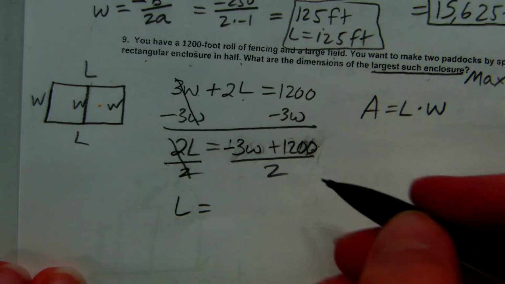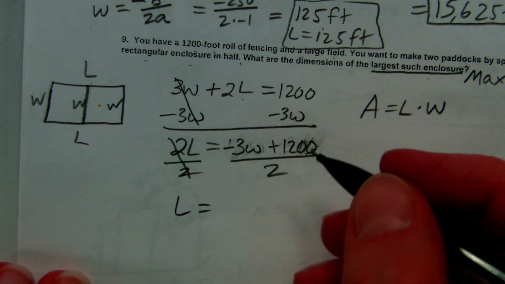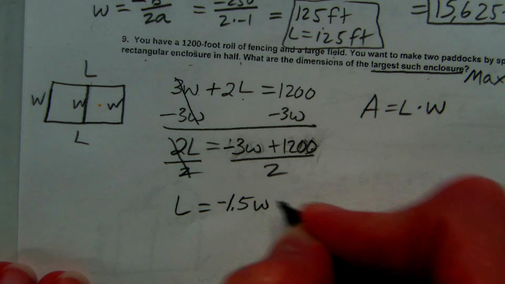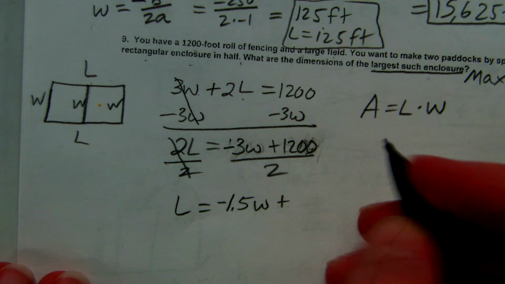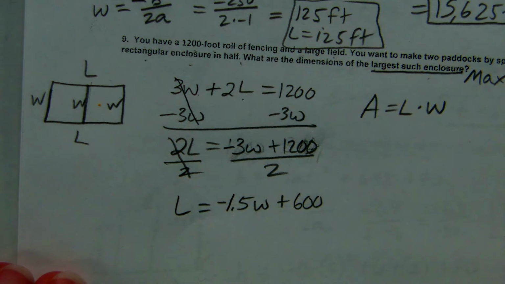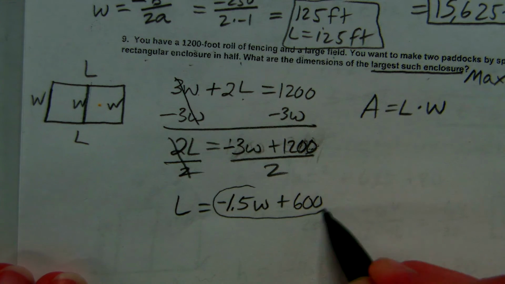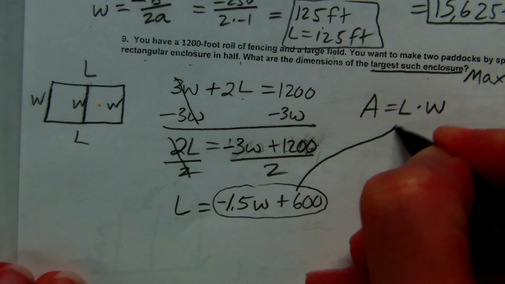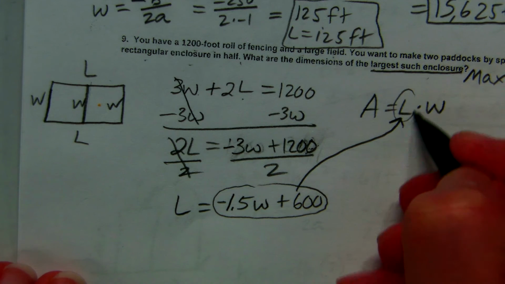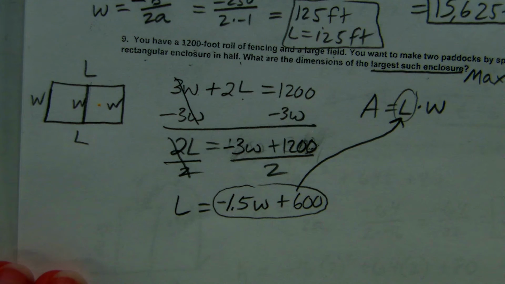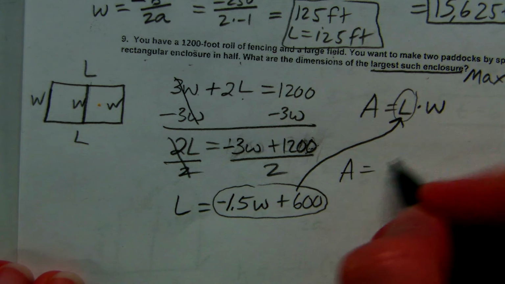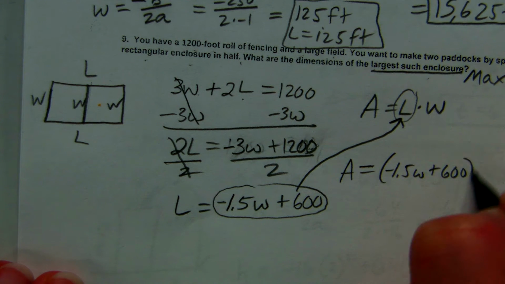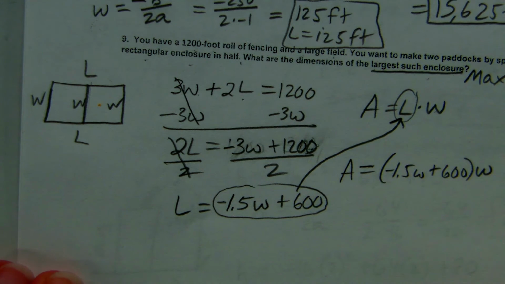So the length is negative 3 divided by 2. We could keep that as a fraction. You can change it to negative 1.5, which is fine. And then 1200 divided by 2 is 600. So again, all of this is the length. And so we can put that into this equation right here for this length to combine everything together. So then the area would be negative 1.5 W plus 600 times another W.